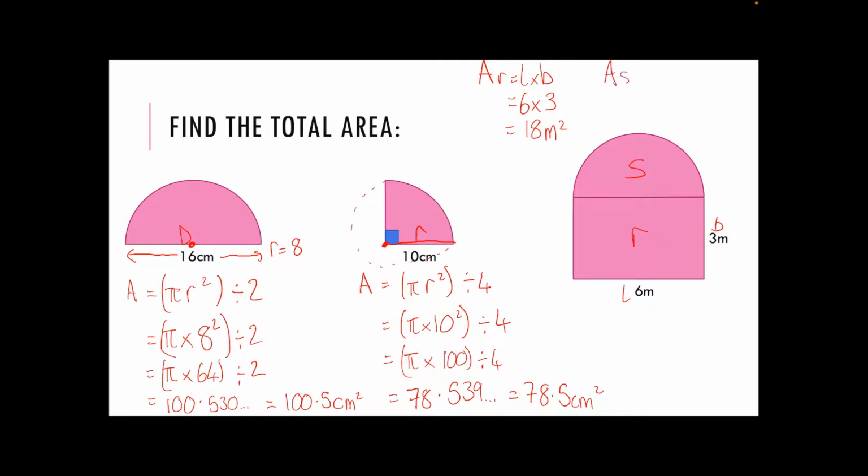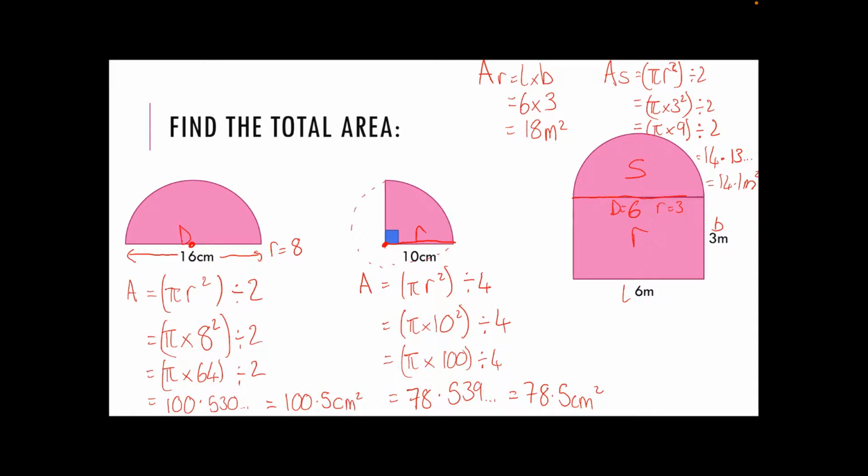My area of the semicircle then was pi r squared divided by 2. And in this case, my diameter here of the circle is going to be 6. So my radius is going to be 3. So here I'm doing pi times by 3 squared and then dividing it by 2. We're doing pi times by 9 and dividing by 2. So that gives us 14.1 metres squared.